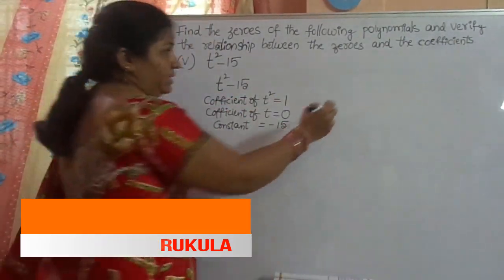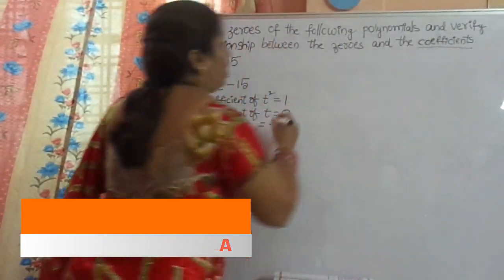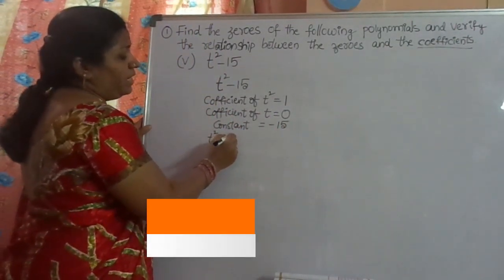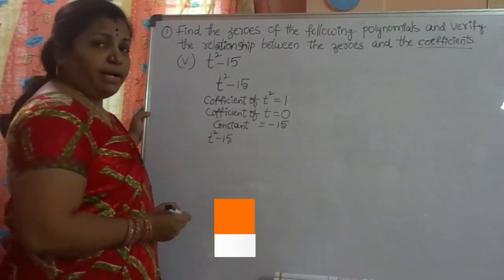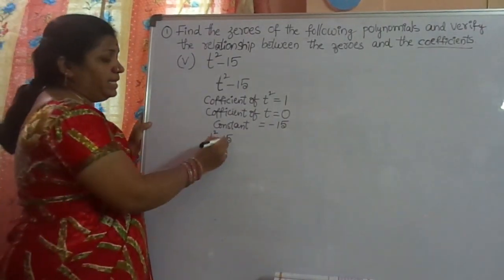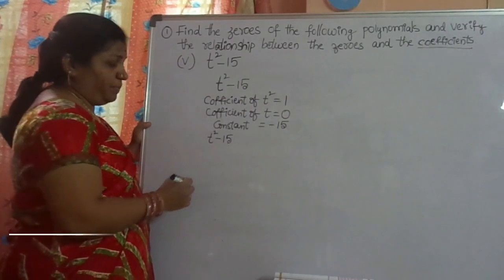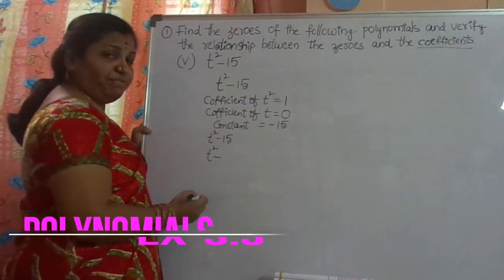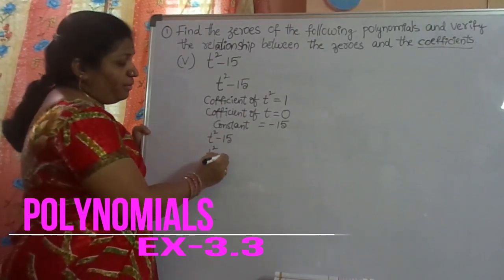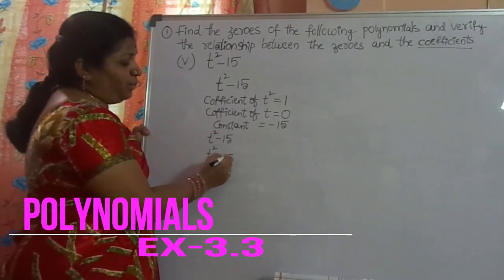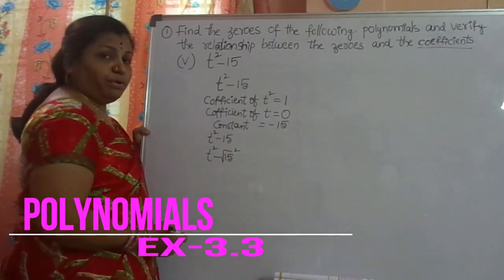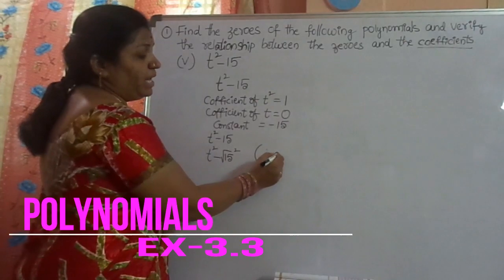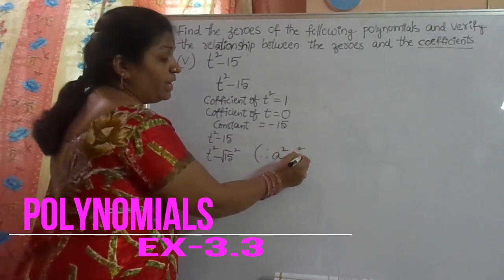Now again find the zeros of the quadratic polynomial. t square minus 15 is the given polynomial. Factorize it. Here we have only 2 terms, so I am writing t square minus 15. We can't factorize it directly, so I am writing 15 as root 15 whole square. Here we can see which formula? The a square minus b square formula.